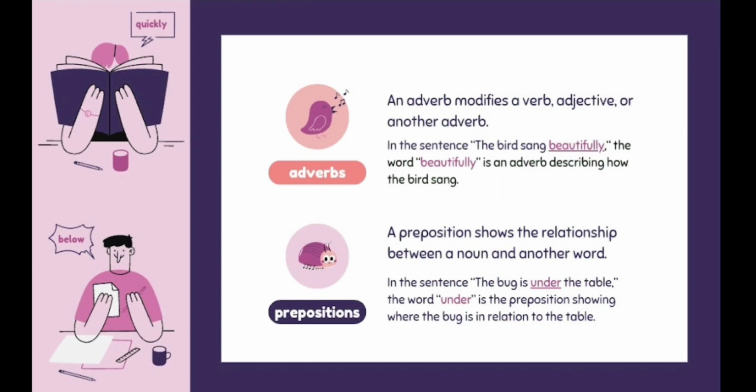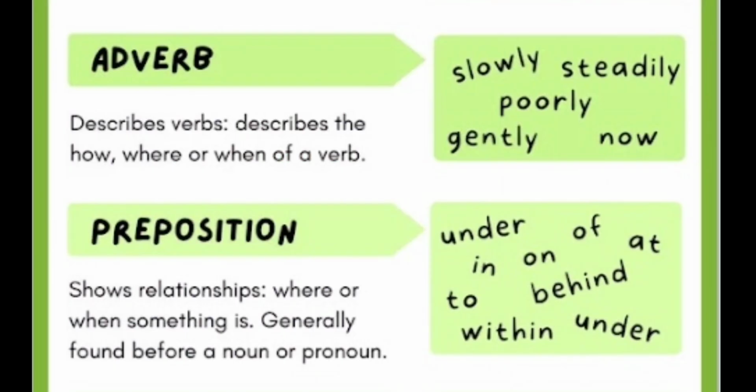Preposition. A preposition shows the relationship between a noun and another word. In the sentence, the bug is under the table, the word under is the preposition, showing where the bug is in relation to the table. In short, it tells us the position of certain things. For example, can you please get me the pen that is on the table? Can you pick up the paper that is lying under the table? Or above or beside, between, all these words are prepositions.